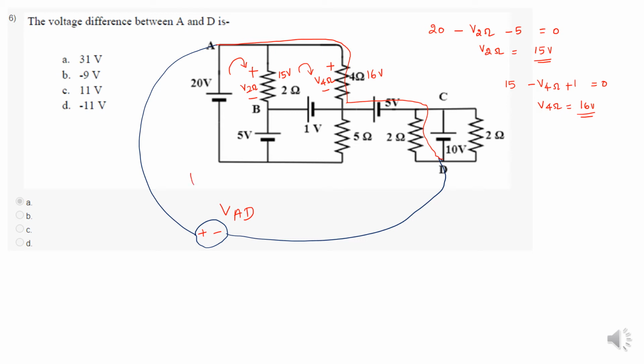So first of all, this is the current direction. The current goes from negative to positive, so voltage rise VAD. And then see here, this is positive to negative, voltage drop 16 volt, and see here, this is also positive to negative, voltage drop 5 volt, and then see here, positive to negative, that is again voltage drop 10, that is equal to 0. So VAD minus 16 minus 5 is 21, 10 is 31, minus 31 equal to 0, or VAD equal to 31 volt. That is the correct answer.